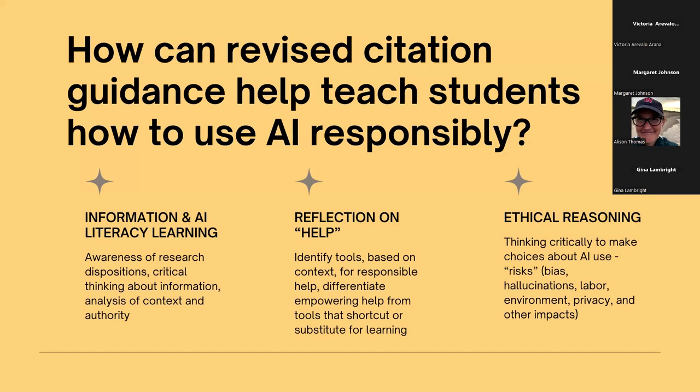And this really is related to information literacy and other kinds of literacy. But this awareness of research dispositions, critical thinking about information: where does this information come from? Why am I choosing this source of information? Analyzing the context and authority of that information. You want to give students a chance to do that. So if they're using an AI tool, you want to know some of the things about it that get at those questions. The same with the second one, reflecting on help.